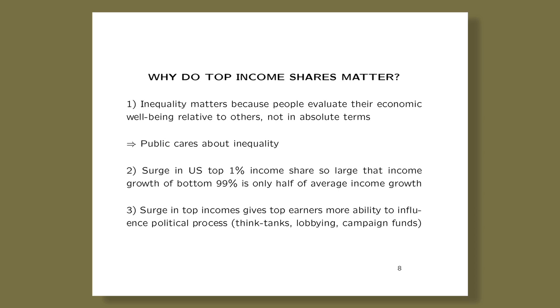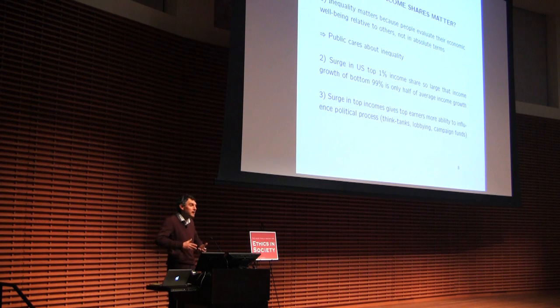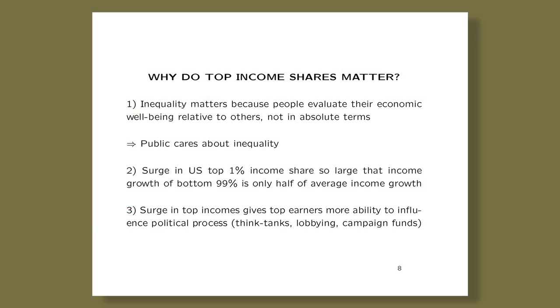The second point regarding top incomes is that the surge in US top incomes has been so large that it really changes your view on the economic performance of the United States in the following way. That is, if you exclude the top 1%, the economic performance of the bottom 99% looks a lot less strong than the economic performance of the overall economy. And as the 99% are by definition a very vast majority, it matters for the perception of the public. And finally, you can say from a political economy perspective that the surge in top incomes definitely gives top earners more resources and hence more ability to perhaps influence the political process. Think about think tanks, lobbying, campaign funds, etc.